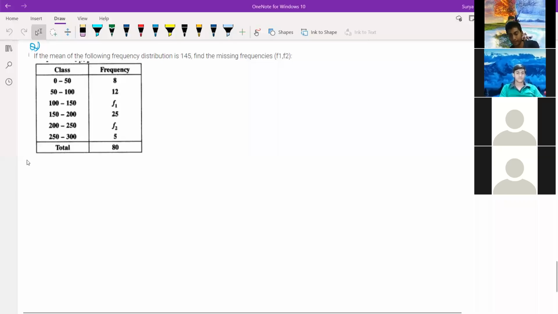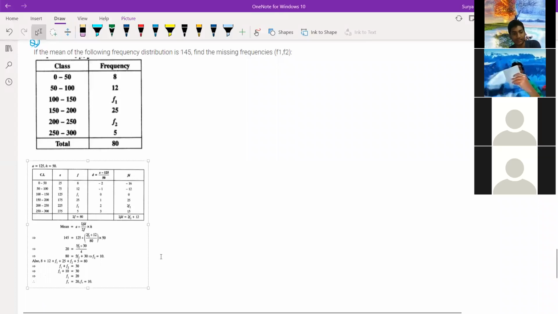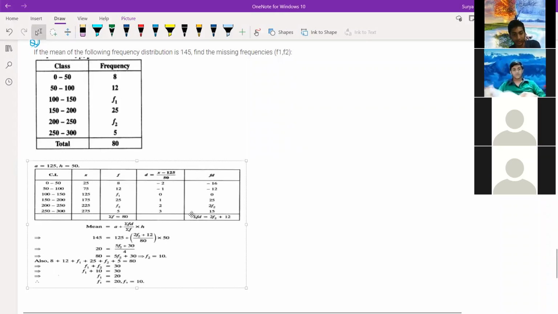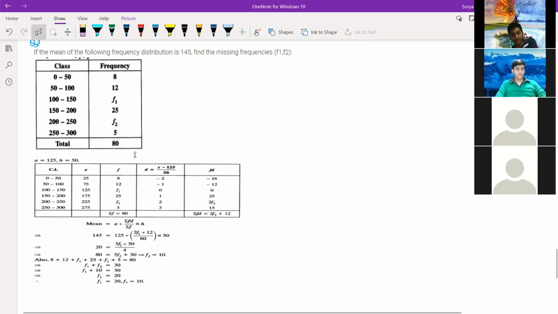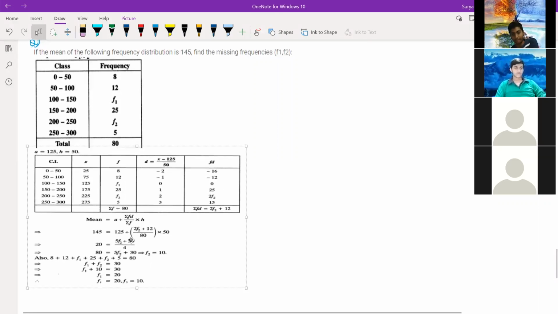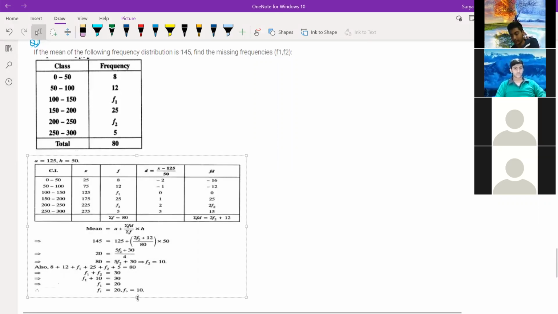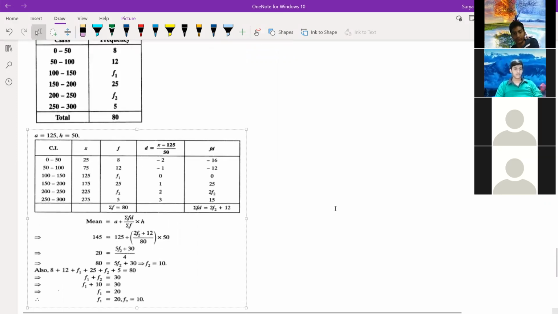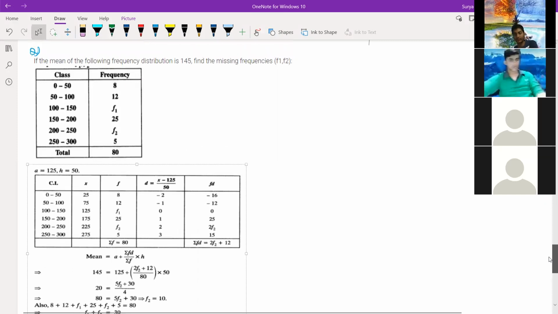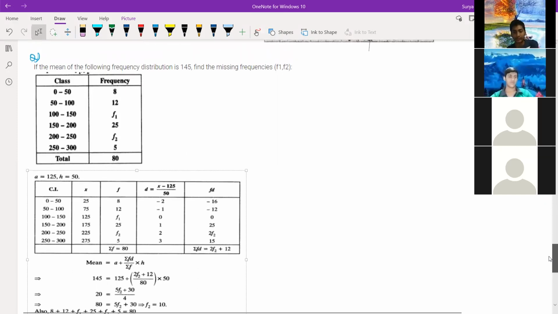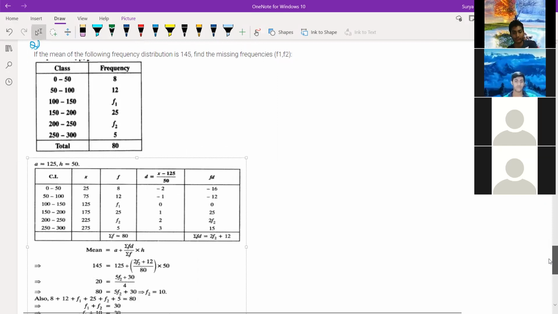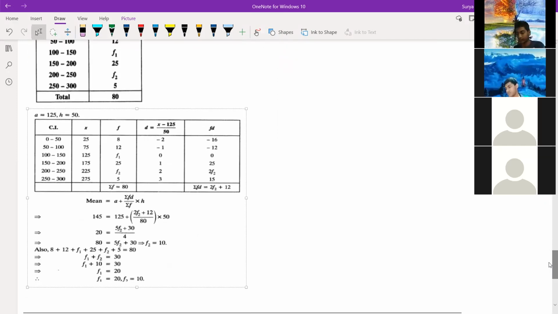So calculation will be more in that, right? The multiplication is big, sir. That's why you can do by another method. Here the method given is the step deviation, assumed mean method. Because if you do direct, it will be so big, right? The answer would be F1 is 20 and F2 is 10.